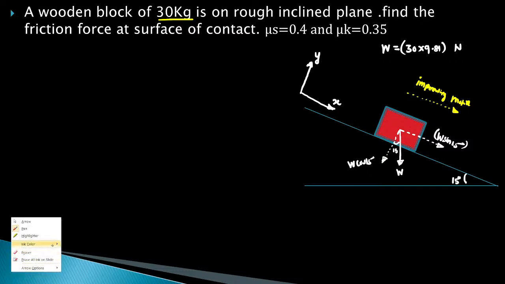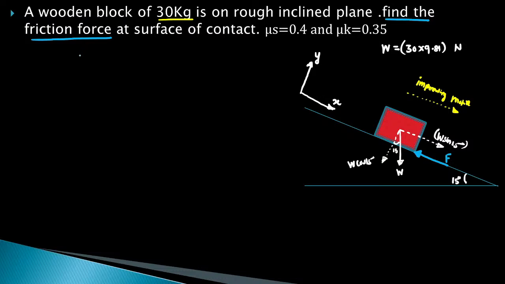As the impending motion is in the downward direction, there will be a frictional force opposite to the impending motion. This is the frictional force F, and the question is we have to find that frictional force. From the free body diagram we can write the conditions of equilibrium. So your first step is to draw the free body diagram. I will redraw this.